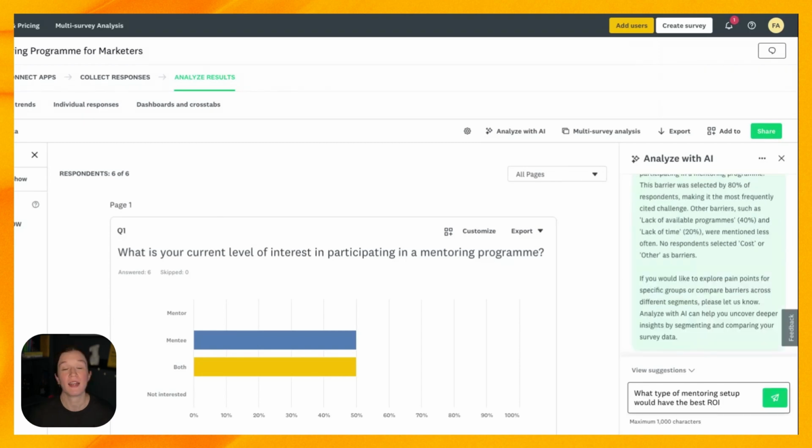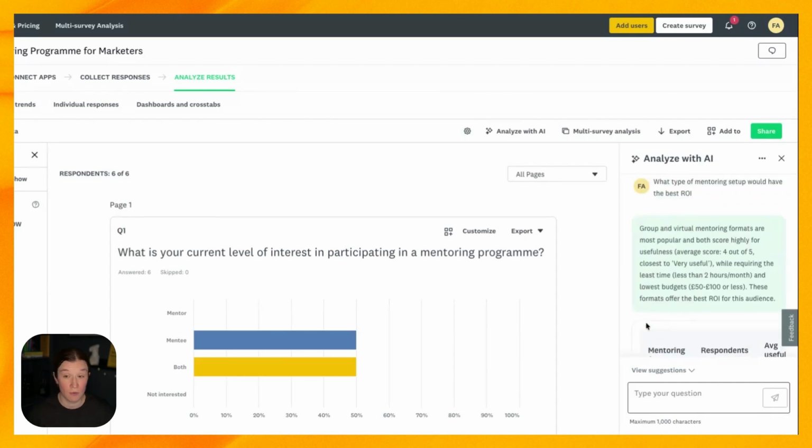Let's see what happens if I ask some of the questions in our step-by-step review of our data. In our example, I'm going to ask which type of mentoring setup would have the best ROI based on what we know already. What it did for me, it basically looked at different types of formats and identified that the group of virtual are the most popular and score highly for usefulness, as well as the fact that people have less time and lowest budgets, it means it will probably be the best for you.